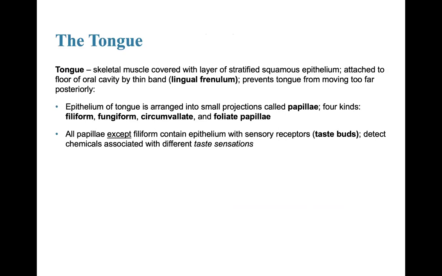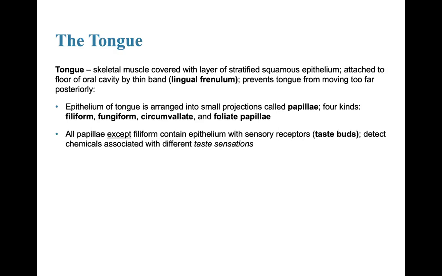Now your tongue, this is a skeletal muscle that is covered with a layer of stratified squamous epithelium. It's attached to the floor of the oral cavity by a thin band of lingual frenulum. This prevents the tongue from moving too far posteriorly. The epithelium of the tongue is arranged into smaller projections called papillae. Then there are 4 kinds of papillae: filiform, fungiform, circumvallate, and foliate papillae.